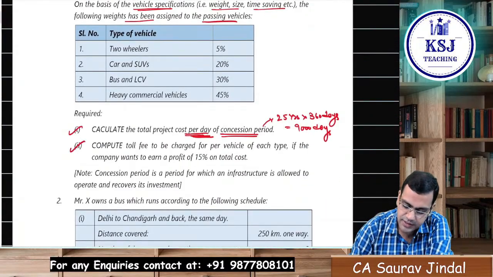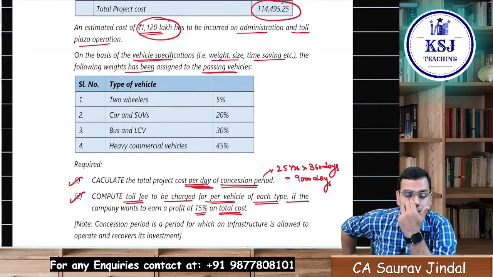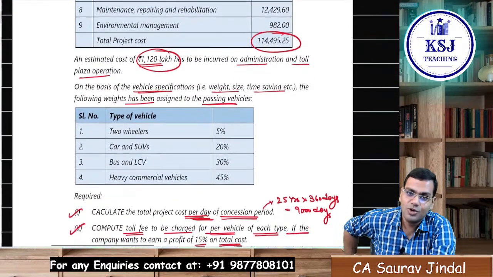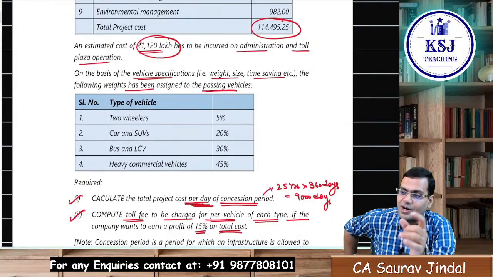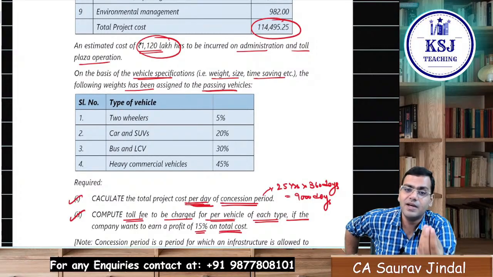The second part of the question says compute the toll fee to be charged per vehicle of each type if the company wants to earn a profit of 15% on the total cost. Now here the problem, sir, there are 4 types of vehicles, but the cost is given common. How can we identify how much is for which vehicle? There is only one way of doing it. Convert it into a single type of vehicle. That is the equivalent method.